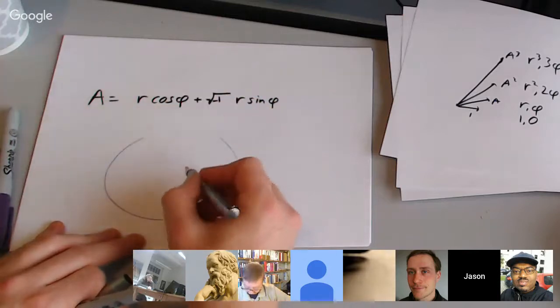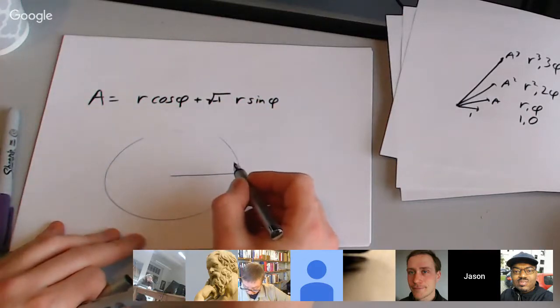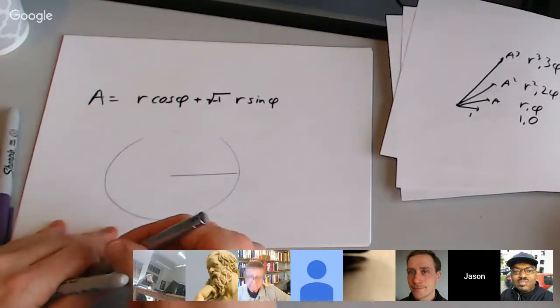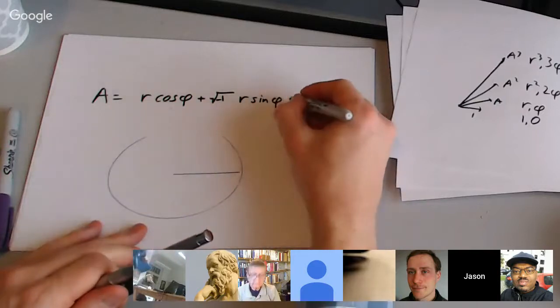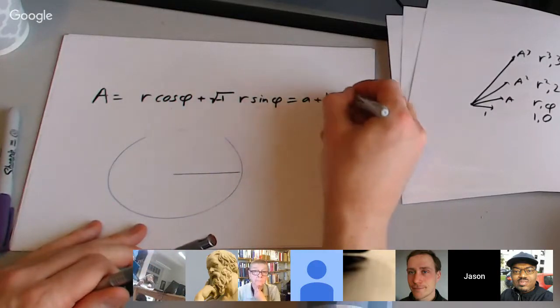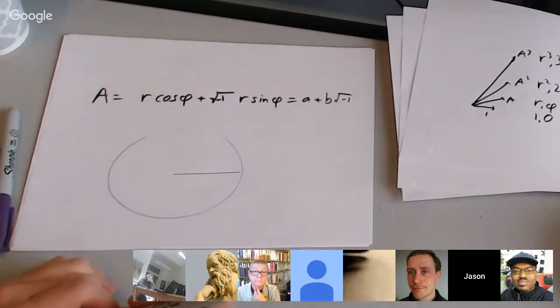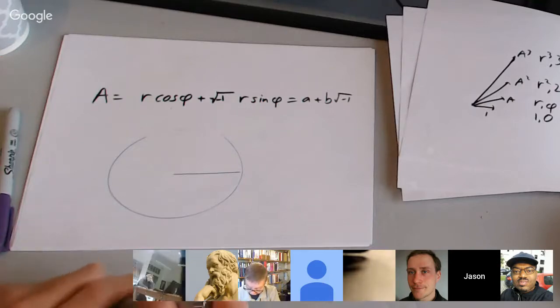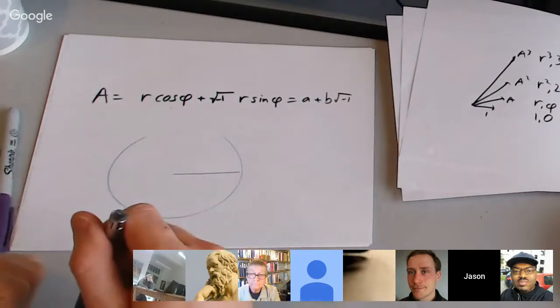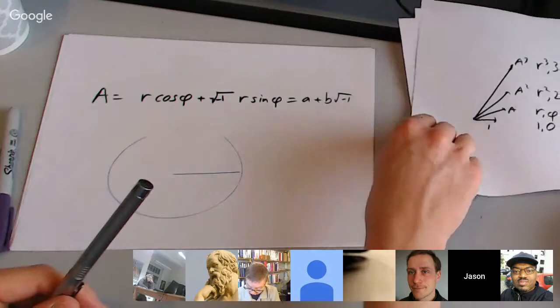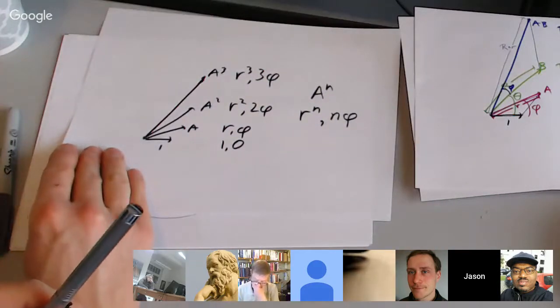Yeah, it's like a plus b square root of -1. Well, here A is, yeah, we could call it like a plus b root of -1. I was using the uppercase A to mean a whole complex number. It's like here.